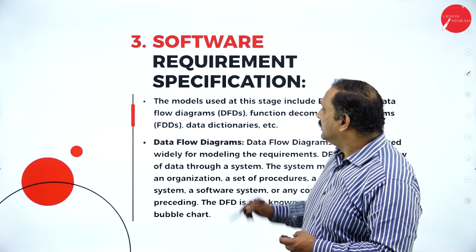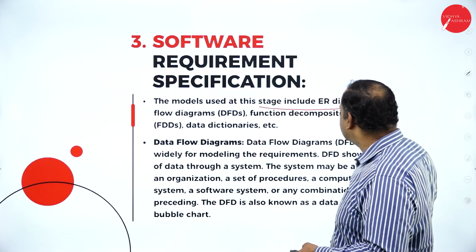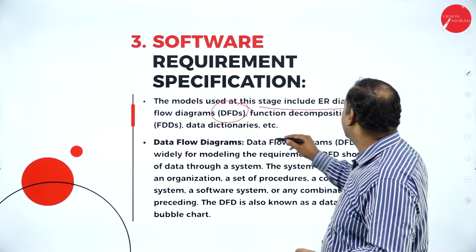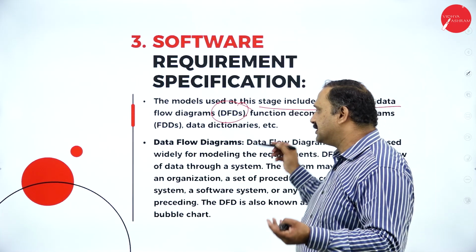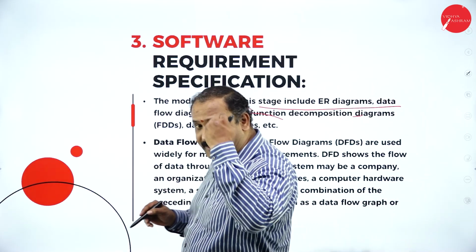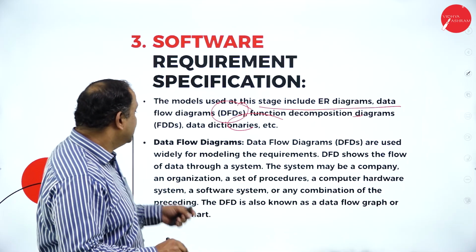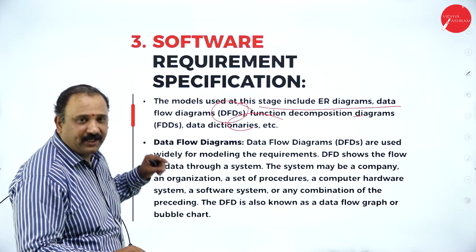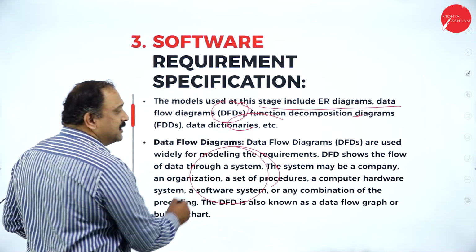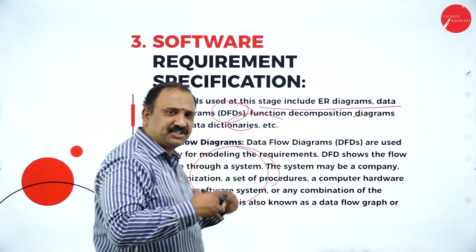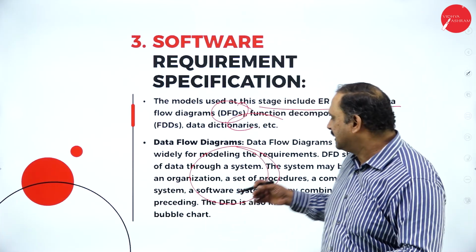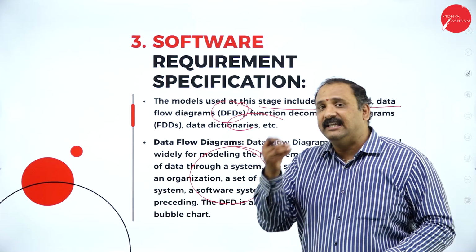which can make us understand how things develop. Now, the next thing is that the models used at this stage could be the entity relationship diagrams, the data flow diagrams, the decomposition diagrams, the functional decomposition, the data dictionaries, and all those factors. Now, what is a data flow diagram altogether? These are widely used for modeling requirements. The data flow diagram will allow the data to flow through the system. The system may be a company, an organization, a set of procedures, a set of documentation, and every factor that we are talking about to make the software.